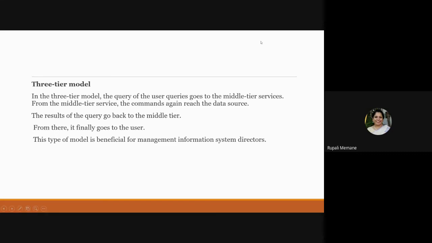So the result goes back to the middle tier and from the middle tier back, and finally it goes to the user. So this is beneficial for a management information system, or at hierarchical or top levels, where a student should not directly go to the management or the principal, but has to follow the hierarchy. Similar will apply in the architecture. Clear?